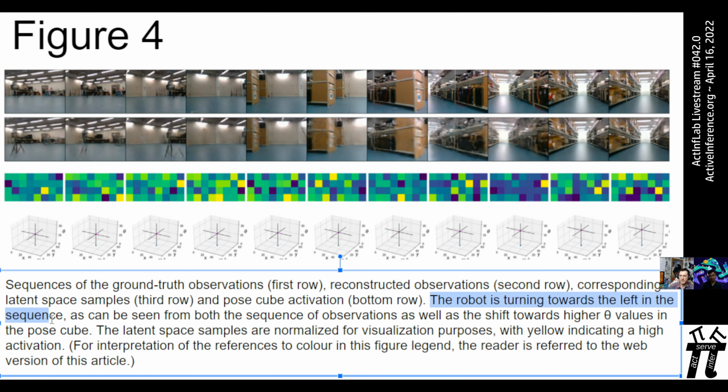The robot is turning towards the left in the sequence, as can be seen from both the sequence of observation as well as the shift towards higher theta values in the pose cube. And that's the pose cube activation on the bottom row. So this is what it looks like at that lower model to go from video data to hidden state estimation, the kind of coarse graining generative model of the video, to this latent state internal representation, to the pose estimation that's going to come into play at the higher level of the model.